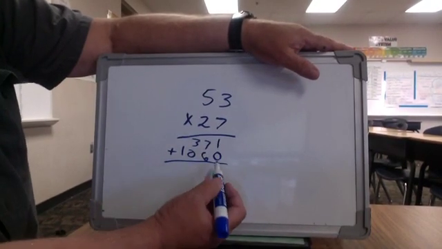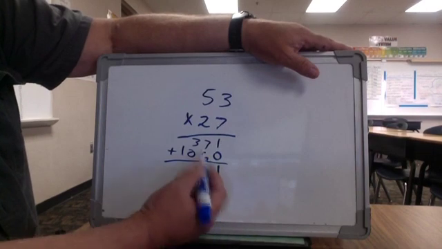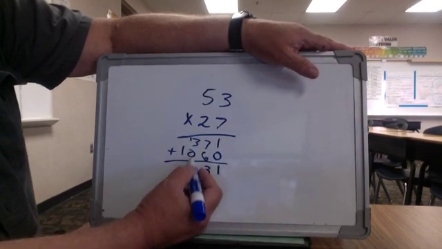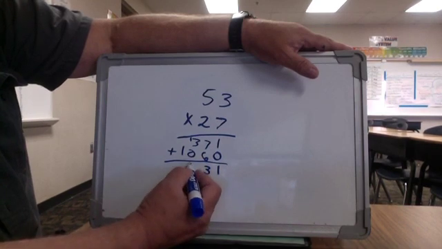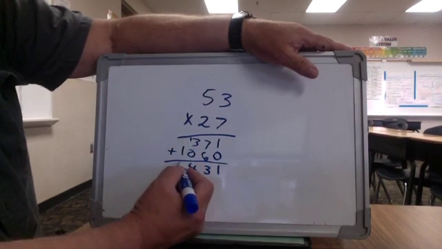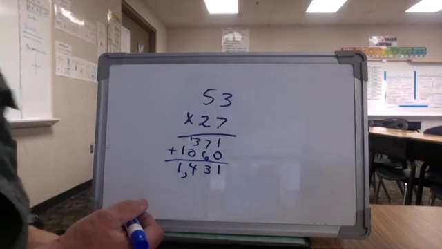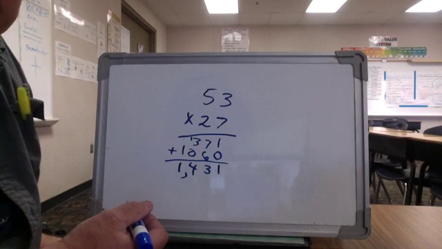All right, so 1 plus 0 is 1. 7 plus 6 is 13. Carry that 1. 3 plus 1 is 4, plus 0 is 4. And 1 plus nothing is 1. So I come up with the final product of 1,431.